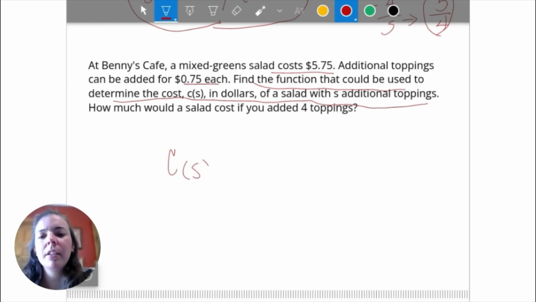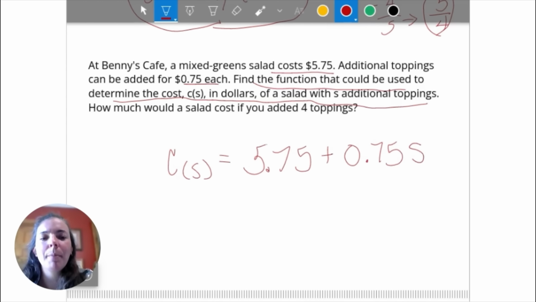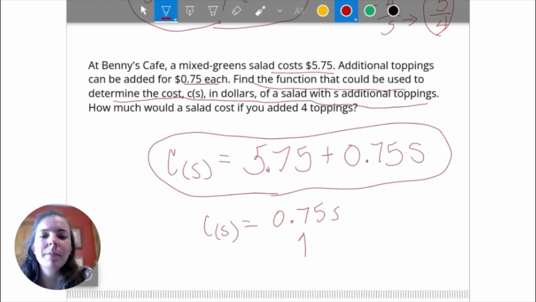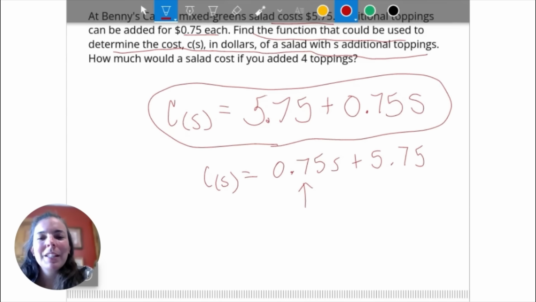So our function C of S is the cost of a salad. So the base cost starts at $5.75. Then you need to add 75 cents for every topping. So if I do 0.75 times the additional toppings, which we are labeling S, this will give me my function. And it is a linear function. If I rewrote this just a little bit, you would see it's in slope-intercept form, because this is my slope, and then my y-intercept would be 5.75. So either way you write it is fine, but that's just showing you that it's a linear function.